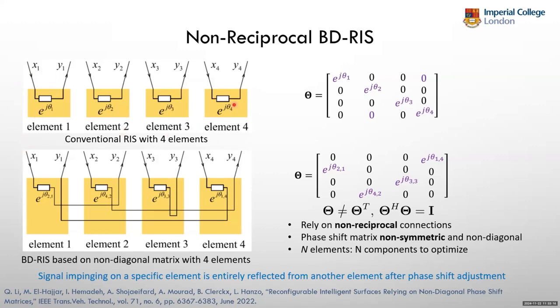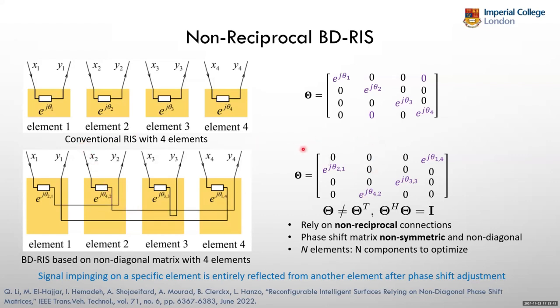The first one here is the conventional RIS. The wave is impinging on element 1, is reflected by element 1, and you have a phase shift that is occurring at the time of impinging. So it leads to a diagonal scattering matrix. Now you can have a non-reciprocal circuit where the wave is impinging on element 1 and then is reflected by element 2. The wave is impinging on element 2 and then is reflected by element 4.